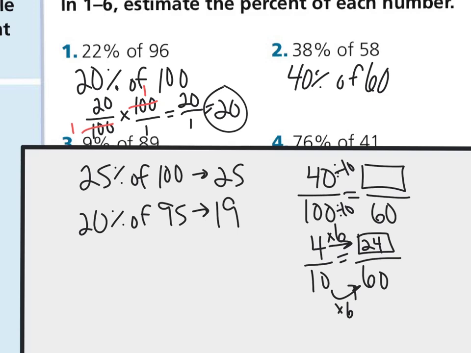So we're saying 38% of 58 is pretty close to 24. So it's less than half of a number that's a little less than 60. So half of 60 is 30. So this is a little less than half of the number that's a little less than that. Anyway, seems like a reasonable answer for that one.